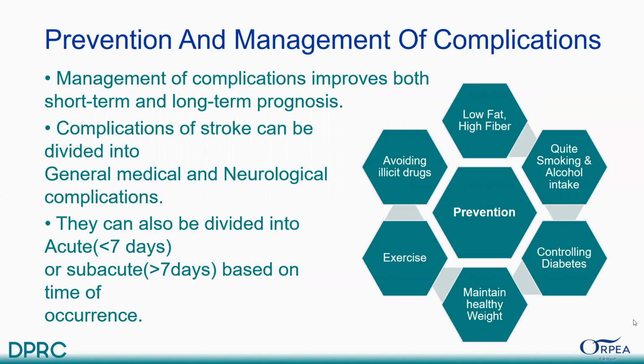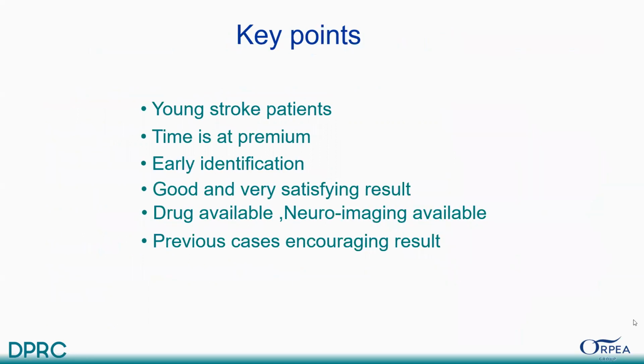Avoiding illicit drugs, low fat, high fiber, quitting smoking and alcohol intake, exercise, controlling diabetes, and maintaining a healthy weight. Complications of stroke can be divided into general medical and neurological complications. They can also be divided into acute, if it is less than 7 days, or subacute, if it's more than 7 days, based on time of occurrence.